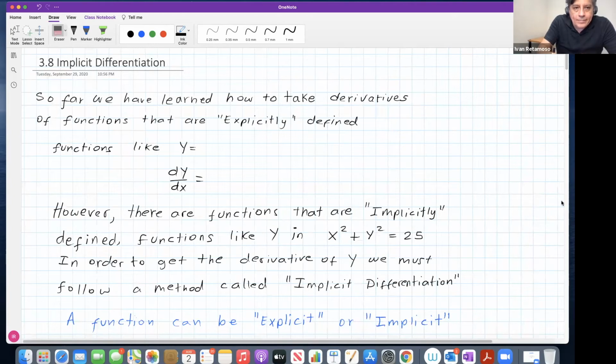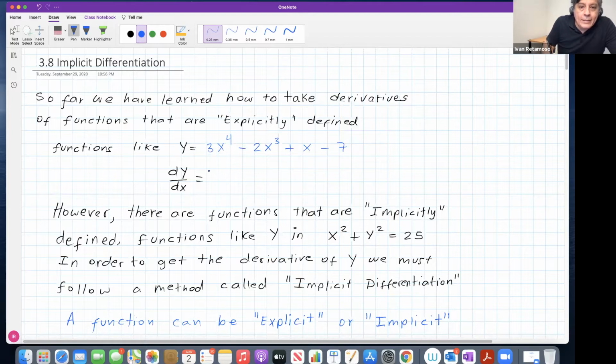Section 3.8. So far, we have done differentiation with functions that are explicitly defined. What do I mean by explicitly defined? Well, functions that look like this: y equals, for example, 3x to the 4th power minus 2x to the 3rd power plus x minus 7, let's say, right? These are the functions we are used to dealing with when it comes to taking derivatives, right?